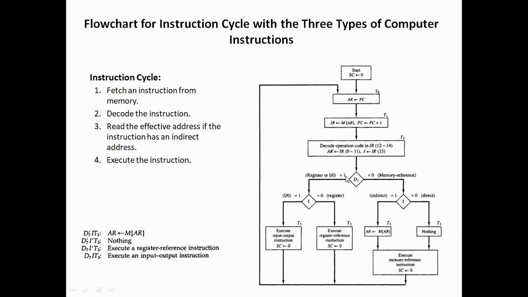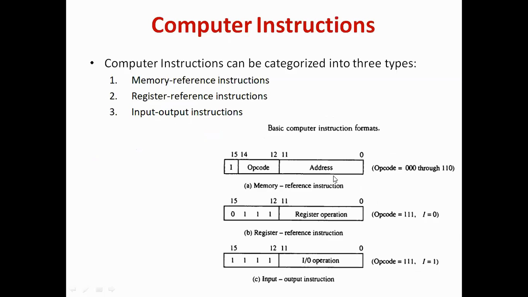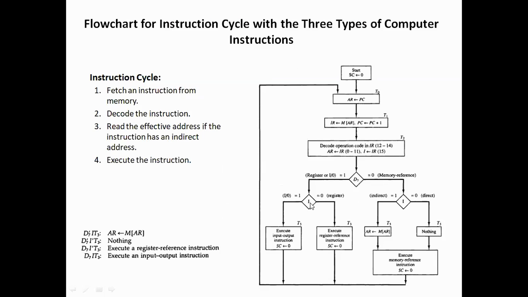Fine. Now let us go in this direction. If D7 is 1, that implies it is one of the two: either register reference or IO reference. Again, how to distinguish between these? By this I bit we can distinguish. If this I bit is 0, it implies it is this category. If the I bit is 1, it implies it is the other category. So again we will check the I bit here. If it is 0, this is the register reference instruction. If it is 1, it is an IO instruction.